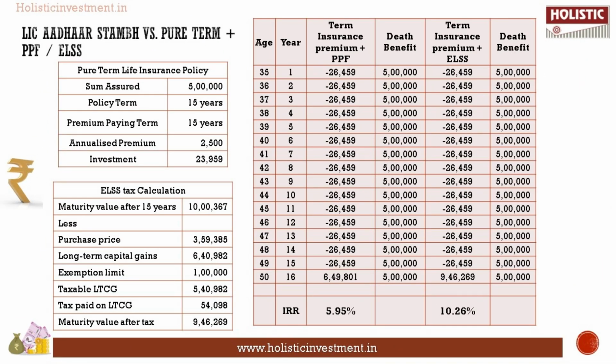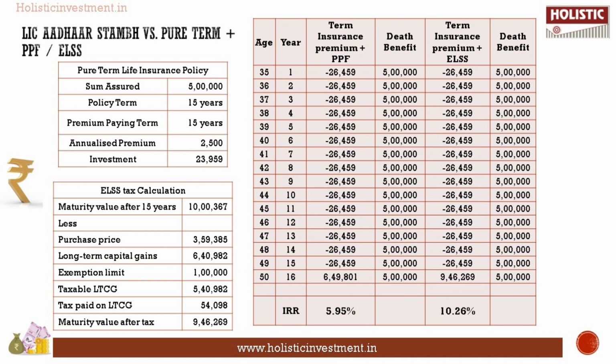You should have an adequate life cover before starting your investment journey. Here in the previous illustration, the sum assured is low, but in order to have a comparison, we assumed the same sum assured. A pure term life insurance policy for rupees 5 lakhs is opted to meet the insurance component and invest separately for life goals. A pure term life cover for a sum assured of 5 lakhs would cost rupees 2,500. The policy term and the premium paying term are 15 years. Out of rupees 26,459, you are left with 23,959 for investment.